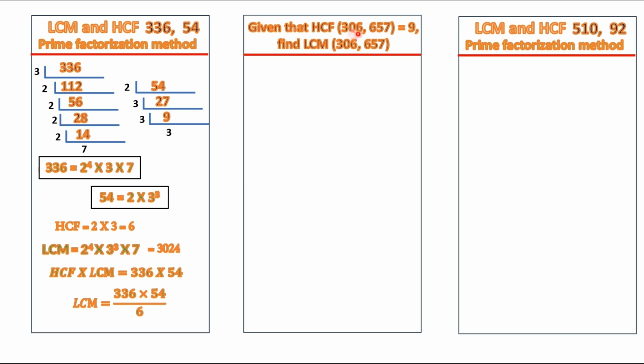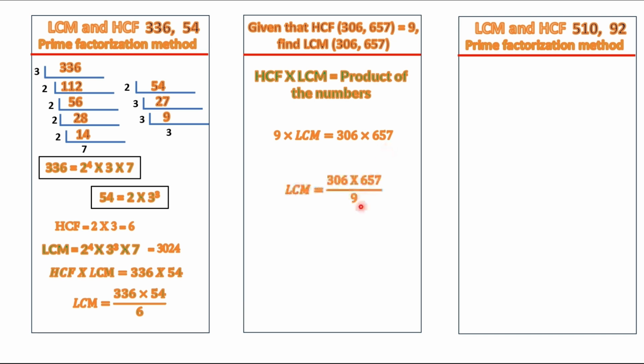So given that HCF of these two numbers is 9 and LCM of these two numbers we need to find, okay? So what I said, product of the two numbers equals HCF into LCM, I said, right? So here HCF is given as 9. We need to find the LCM, okay? So HCF we know is 9, and LCM we need to find. And the product of the two numbers means 306 into 657, okay? So if we simplify this, we will get the LCM 22,338. So this kind of product method will not work for three numbers. It will only work for two numbers, okay?